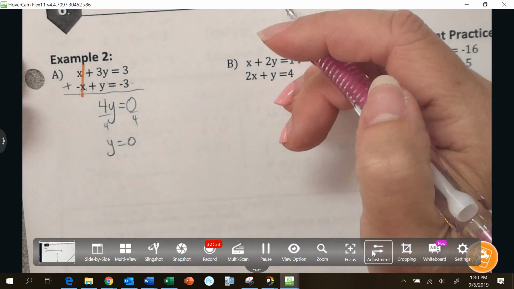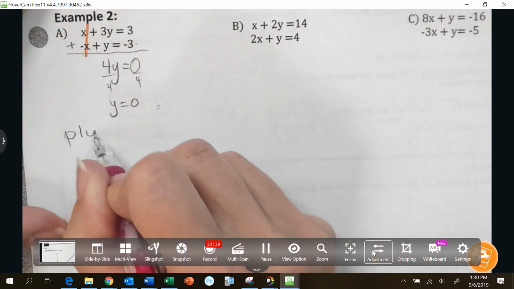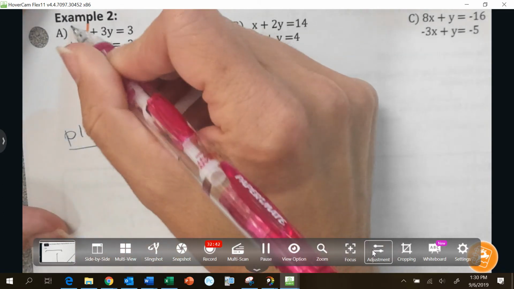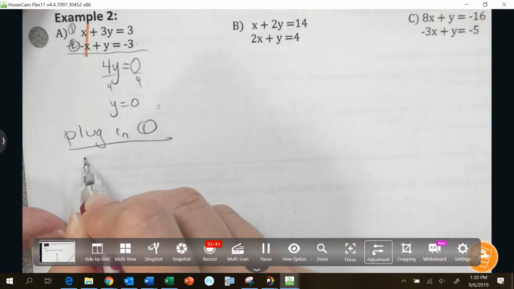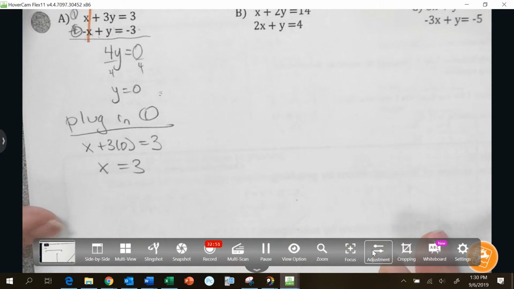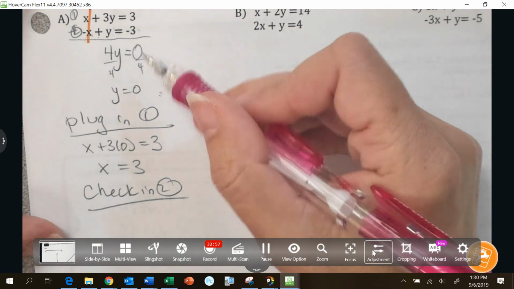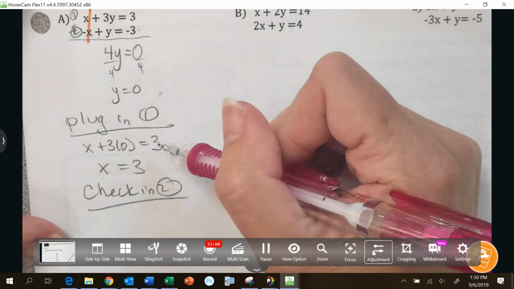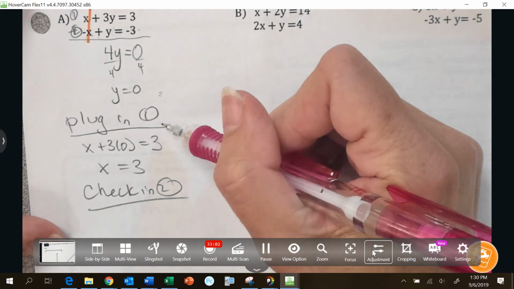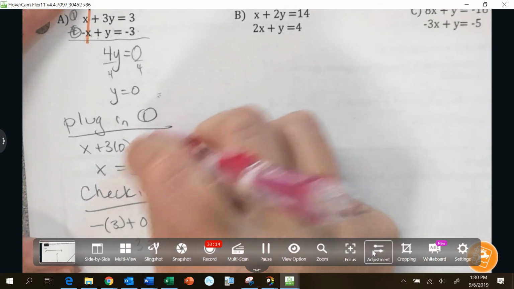Now the rules go back to the exact same rules substitution was. Once you have the first variable, plug in 1. So y is 0. x plus 3 times 0 equals 3. So x equals 3. And then check in 2. Once you have the part where it eliminates and you get one answer, you just go back to the same thing we were just doing for substitution. Plug in 1, check in 2. So I'm going to check in 2 by doing negative 3 plus 0 equals negative 3. Does that work? Yes, it works.